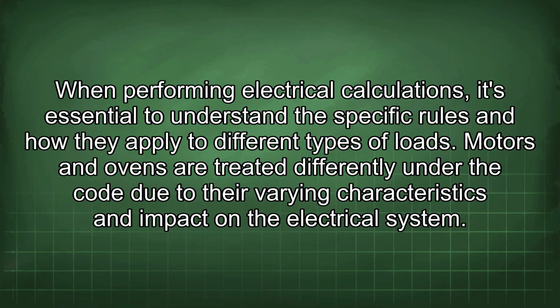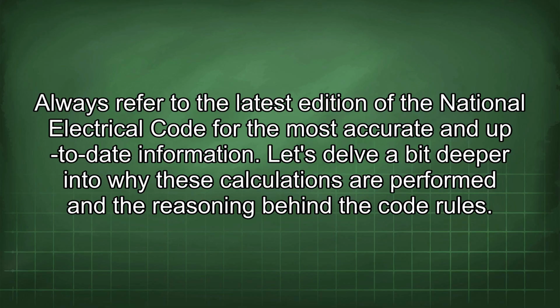When performing electrical calculations, it's essential to understand the specific rules and how they apply to different types of loads. Motors and ovens are treated differently under the code due to their varying characteristics and impact on the electrical system. Always refer to the latest edition of the National Electrical Code for the most accurate and up-to-date information.